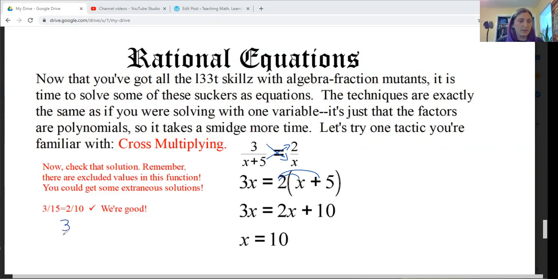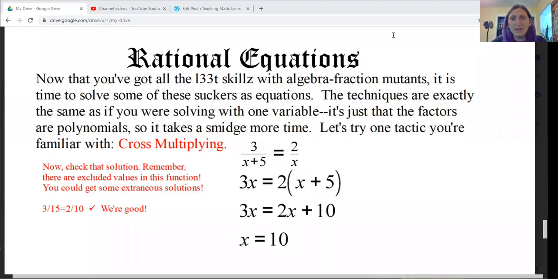It's 3 over 10 plus 5. Is that equal to 2 over 10? Okay, 3/15 equal to 2/10. Are you thinking about it? It's 1/5 on both sides, right? It's 1/5. Either way, it's right, so check. This works, okay? Cross multiplying. Nice, easy way to start things off.